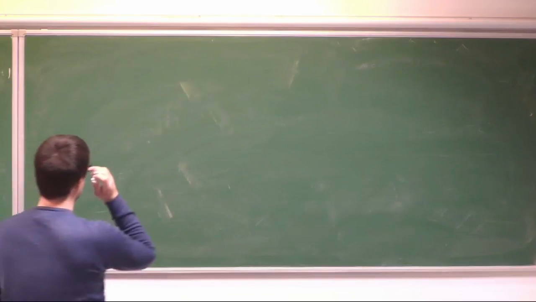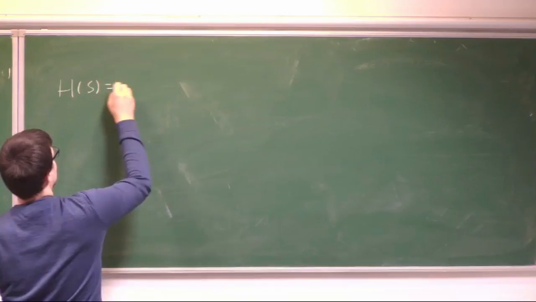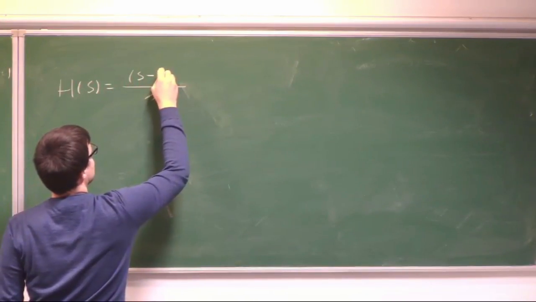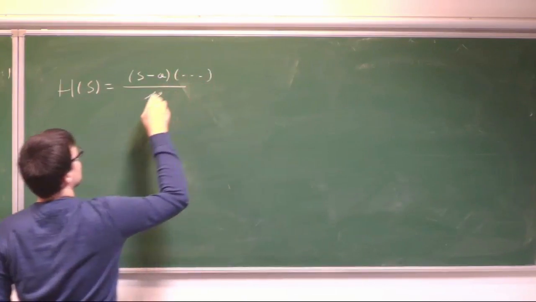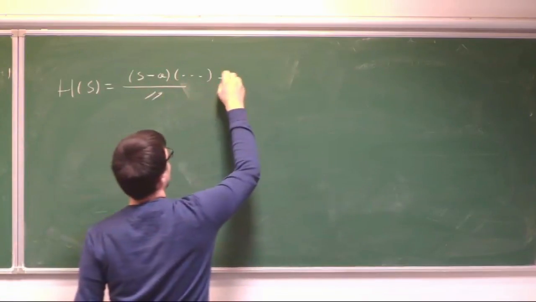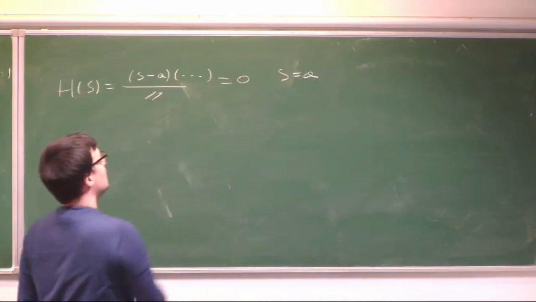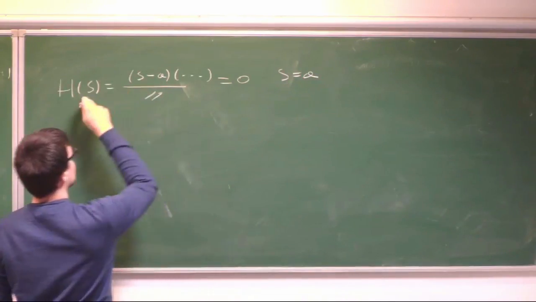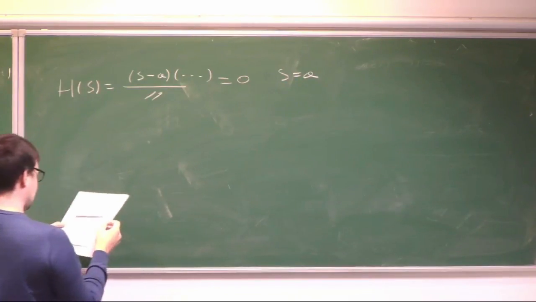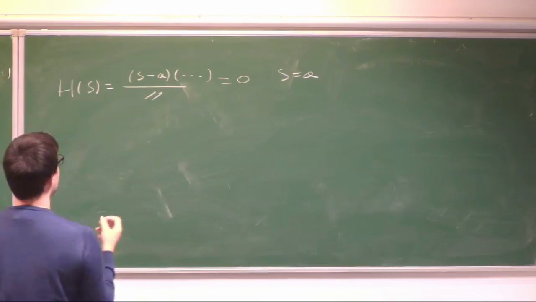So if we look at the board, we have H of s and we have a certain denominator, and at the numerator we may have something like s minus a times something else. So a zero is a value of s for which this transfer function is equal to 0. So s equal to a is a 0 because for that value of s the transfer function is equal to 0. However, let's now consider a transfer function that has a relative degree different from 0.